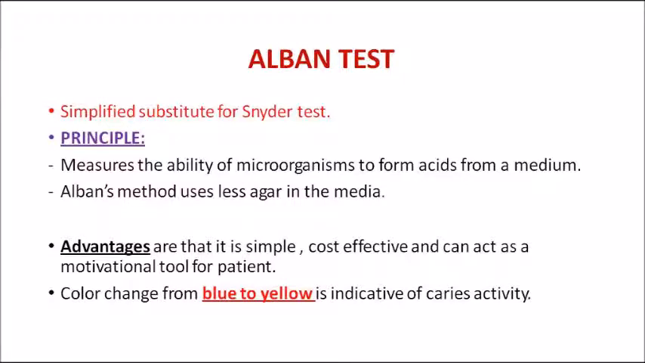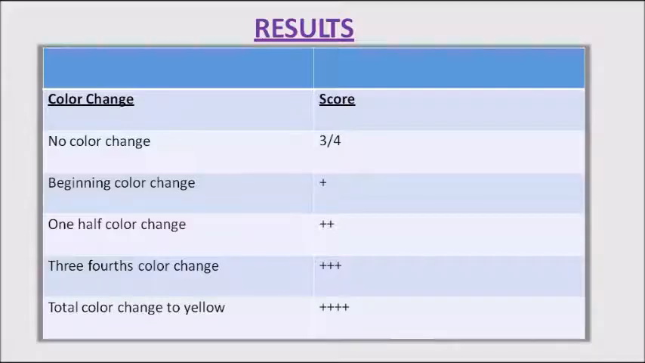That is a simplified substitute for the Snyder test. This is an important MCQ: the simplified substitute for the Snyder test is the Albin test. And what is the principle? It measures the ability of the microorganisms to form acids from a medium. Albin's method uses less agar in the media. Same principle, but it uses less agar. The advantage is that it is very simple, cost effective, and can act as a motivational tool for a patient. But here the color change is from blue to yellow. That is the only difference.